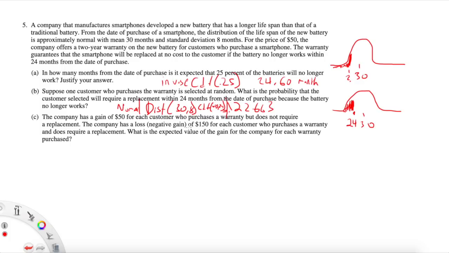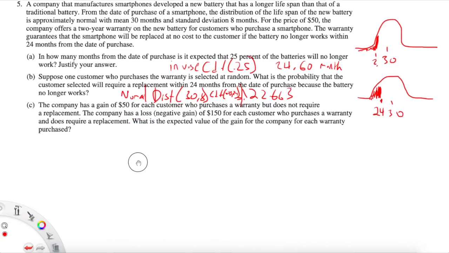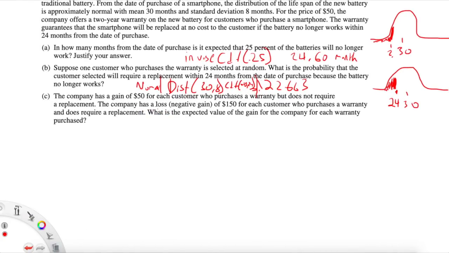And then the final part says the company gains $50 for each customer who purchases a warranty and does not end up needing a replacement. And then the company loses $150 for each customer that purchases a warranty and then does end up needing a replacement, because you end up having to replace their battery. The idea being that the more customers who buy the warranty but don't end up needing a replacement, the more money the company makes, and that's how they're doing their math.